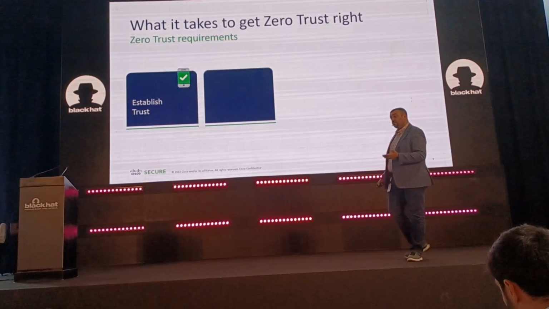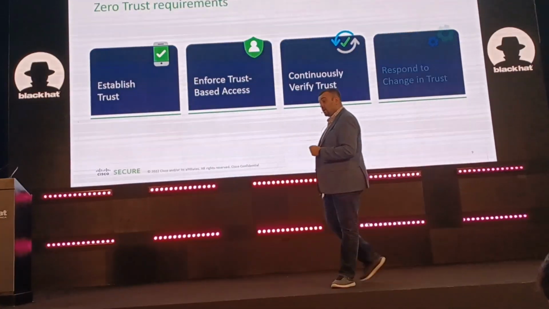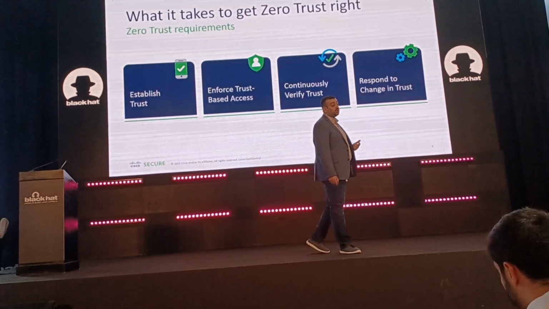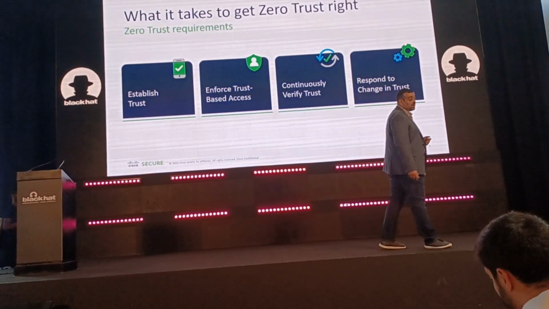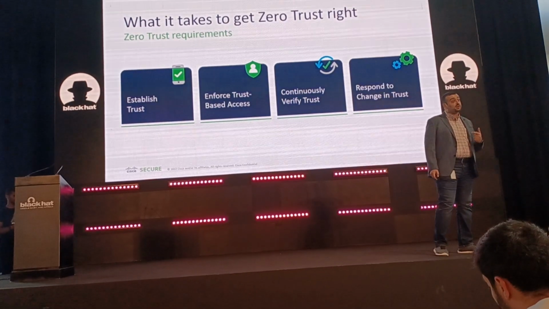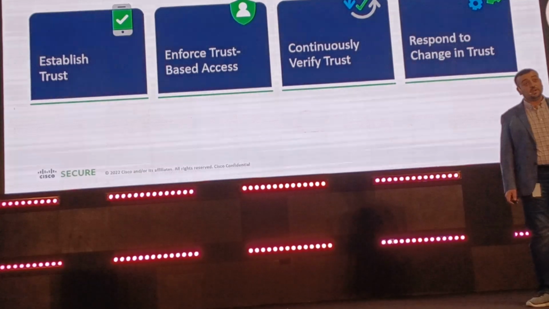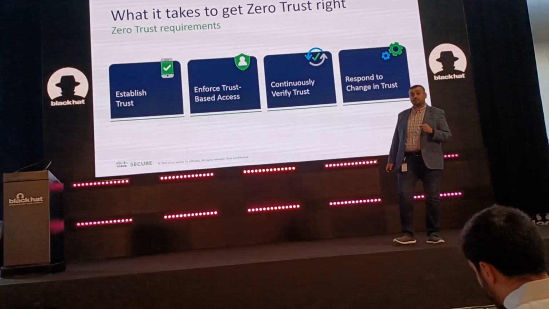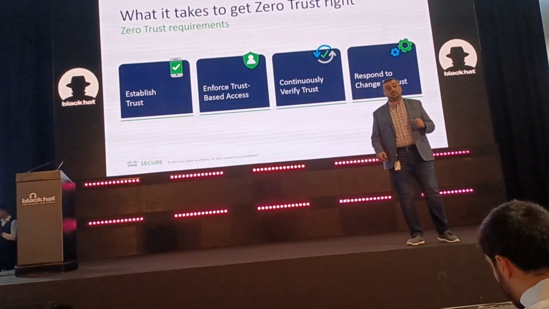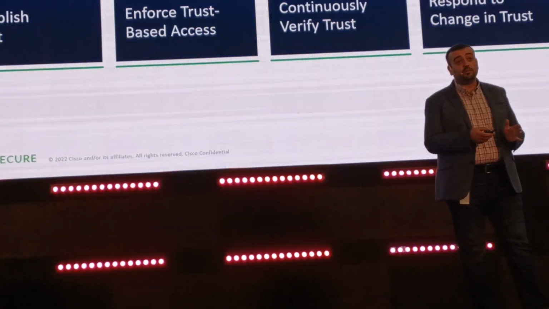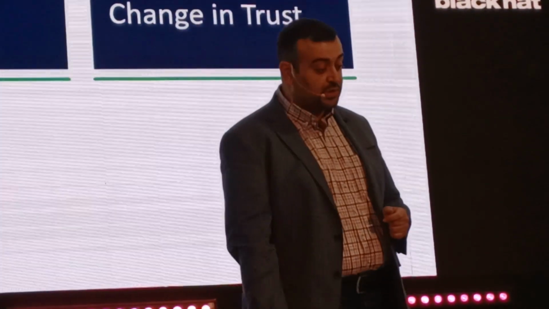So what can we do in order to get zero trust right? First of all, we need to establish the trust. Second, we need to enable trust-based access. The third thing is to have continuous trust verification. And the fourth one, to respond to a change in trust. So in case there is a change in trust, if the user is trusted now, but is not trusted after 15 minutes, we need to take an action, we need to respond.